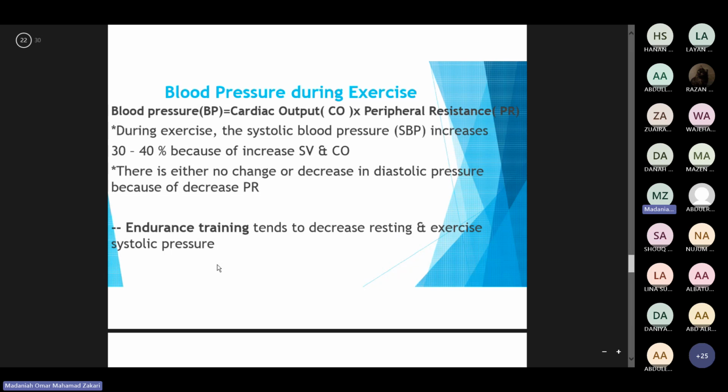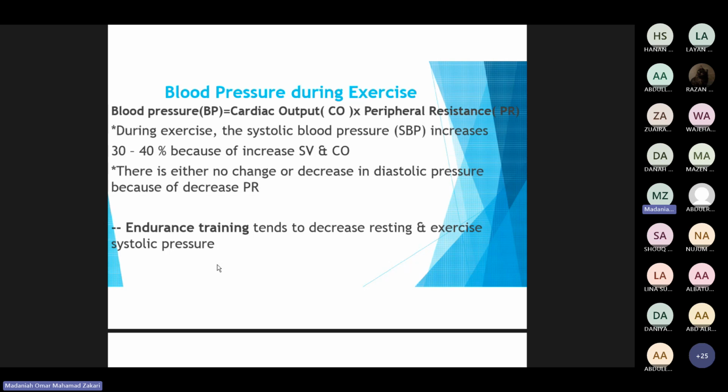What about the blood pressure during exercise? Here are some tricky things you need to know. First, the blood pressure is equal to the cardiac output multiplied by the peripheral resistance. During exercise, systolic blood pressure increases 30 to 40% because of the increase in stroke volume and cardiac output, because you have a bigger, strong contraction of the ventricle that pushes the blood strongly against the aorta. So this will increase the systolic blood pressure.